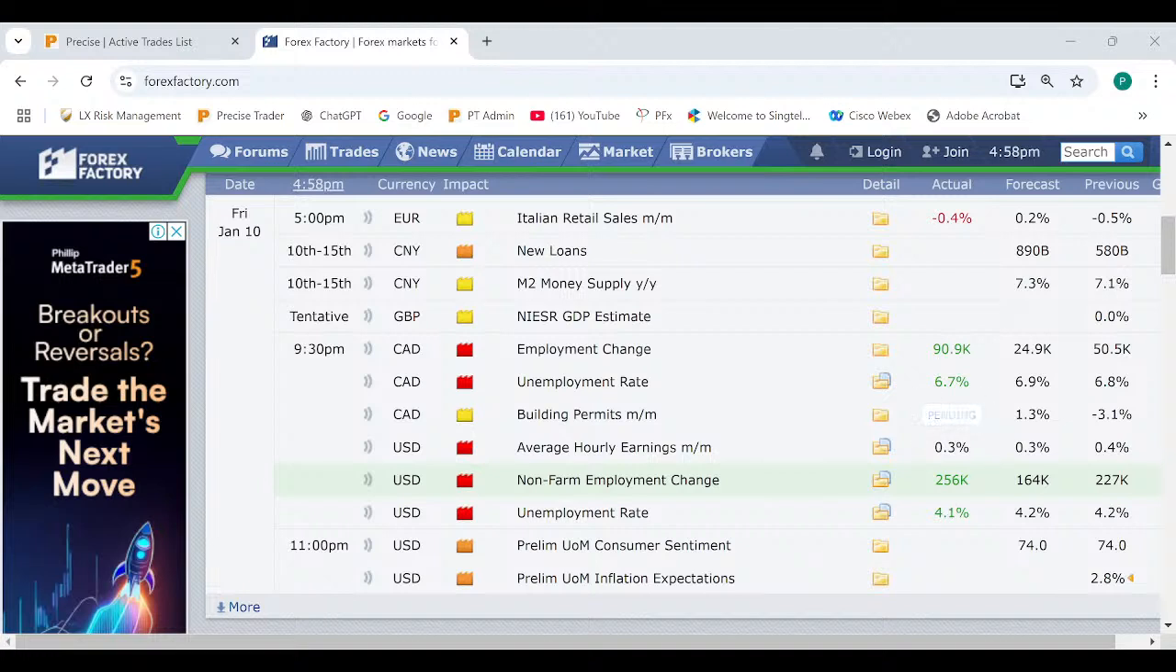Then average earnings came out as expected. Then the Canadian data also came out super good. The expectation is 24.9, and it is super good. Then we have the Canadian unemployment rate, which is also better. So now I think our gold is filled. Okay, our gold is filled.